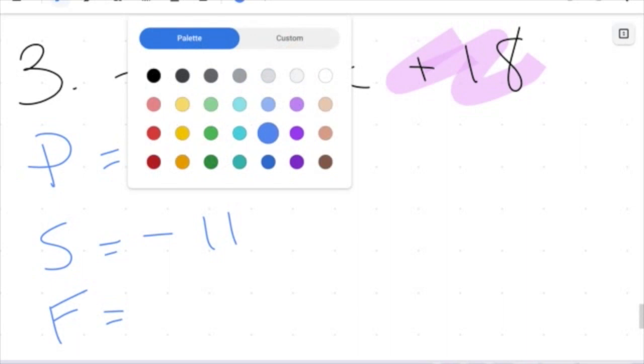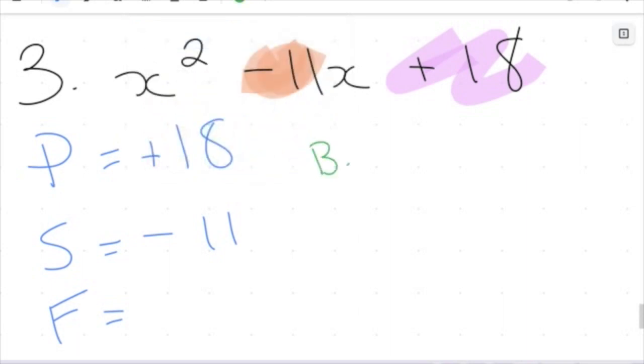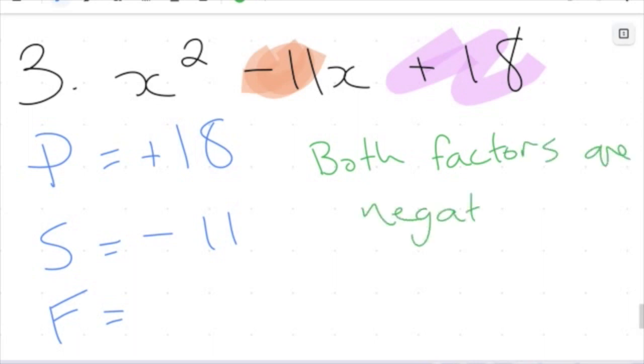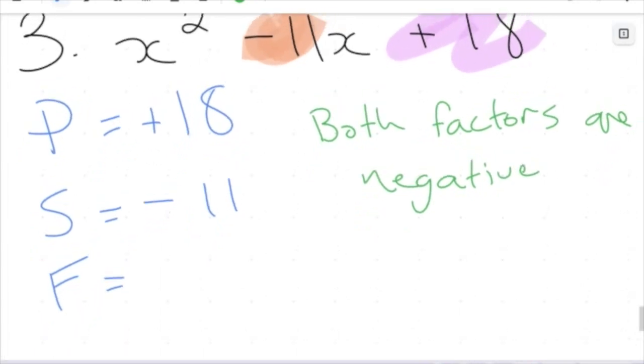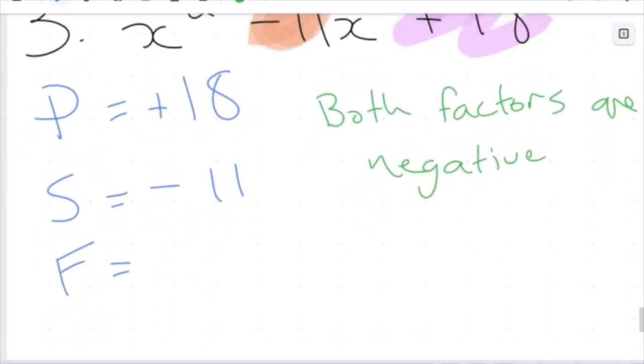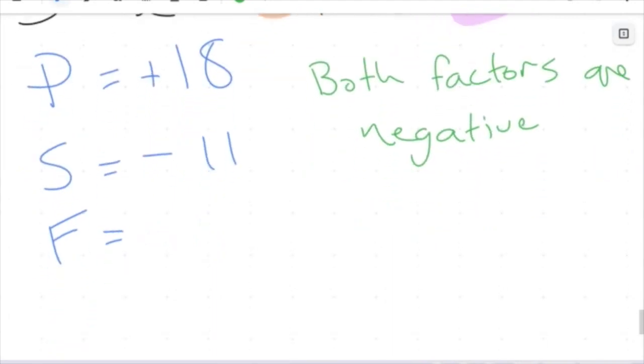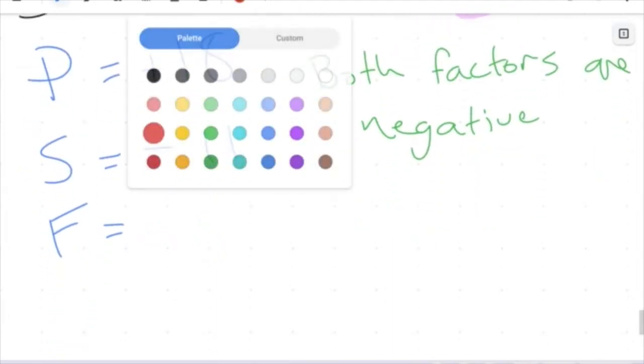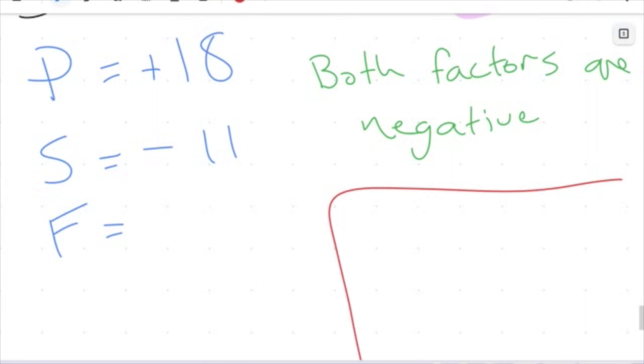So let me actually write that down here. Both factors are negative. A very important thing to notice here. Okay, so let's consider my factors of 18. And I'm going to make a slightly bigger box here, all using negative numbers. So I have negative 1, negative 18. I have negative 9, negative 2, and I have negative 6, negative 3.